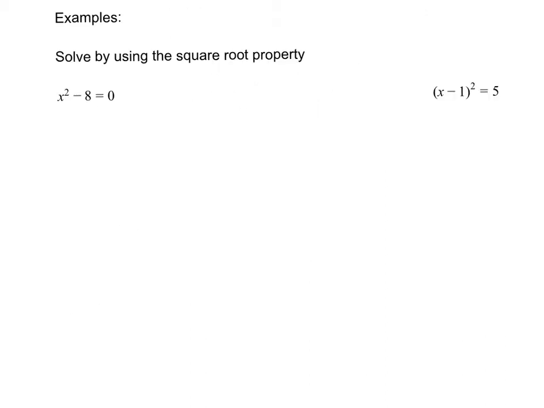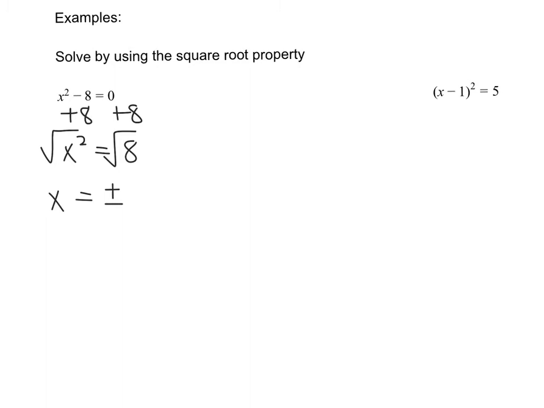So if we take a look at our first example, x squared minus 8 equals 0. First we want to isolate our squared variable. So that means we're going to add 8 to both sides. So we get x squared equals 8. Next we're going to take the square root of both sides. Square root of x squared becomes x. Now, because I'm taking the square root of a number, technically you're going to get a positive or a negative value, since positive square root of 8 squared is 8 and negative square root of 8 squared is 8.